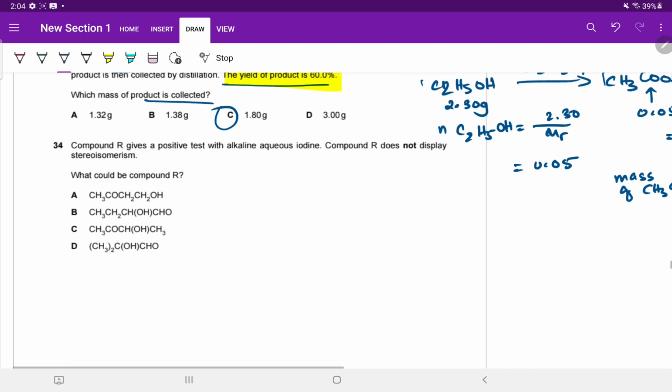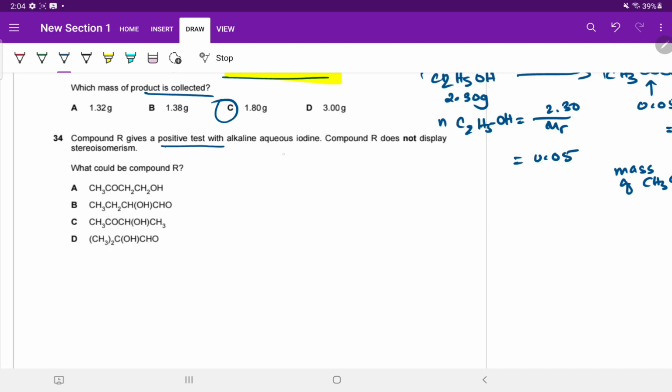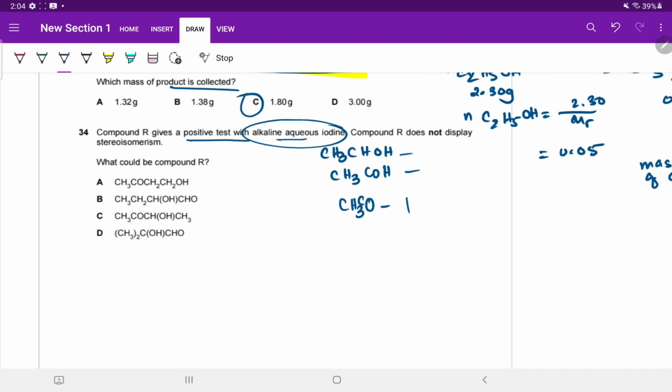Okay, now next question. Compound R gives a positive test with aqueous alkaline iodine. This is the iodoform reaction. That means this has to have CH3CHOH or CH3COH or CH3CO, sorry. Okay, so this is for alcohol, this is for aldehydes, this is for ketones. So these groups must be present.